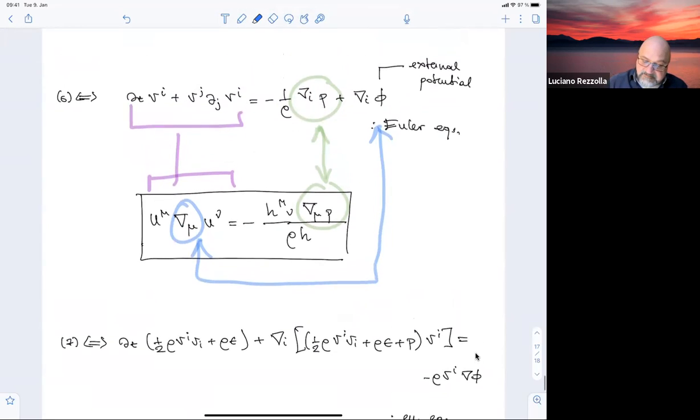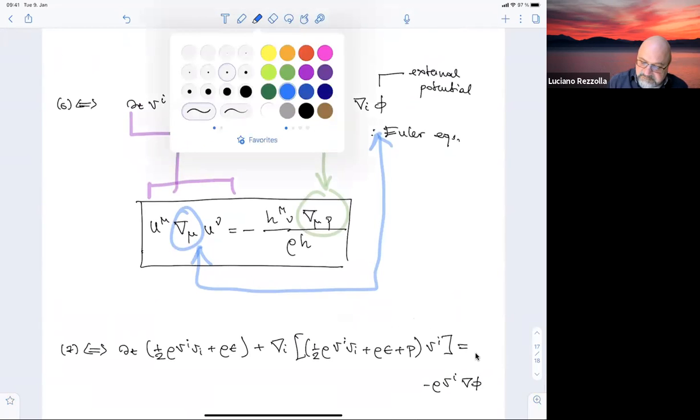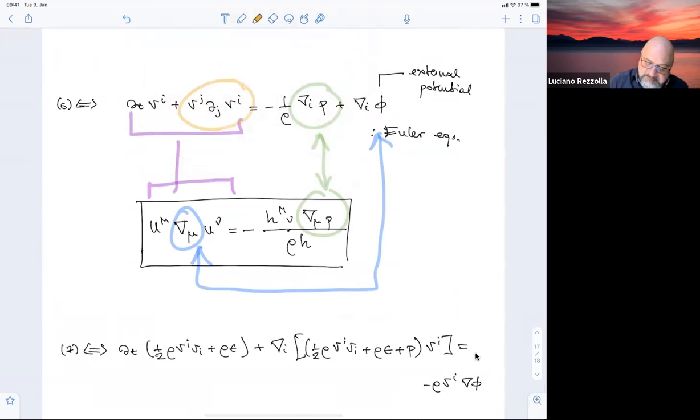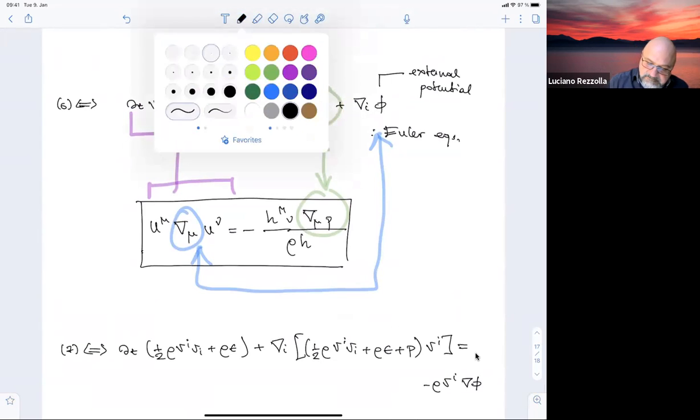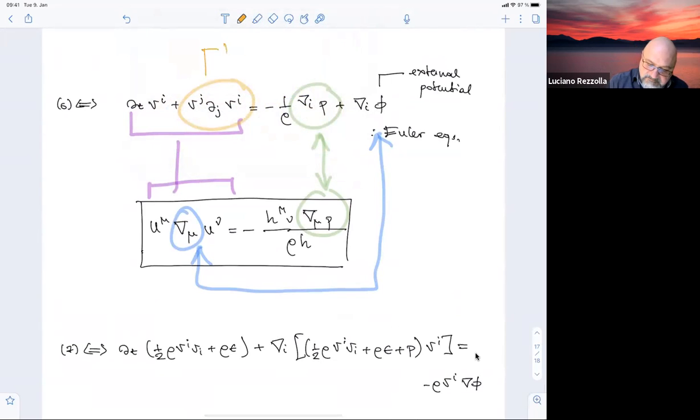This is a comment that I will make. You will not understand. Maybe later on you will. This term here is a nonlinear term. This is responsible for the nonlinearities in the hydro equation. It is this very term, the orange one, that is responsible for all the beauty and the headaches of hydrodynamics.